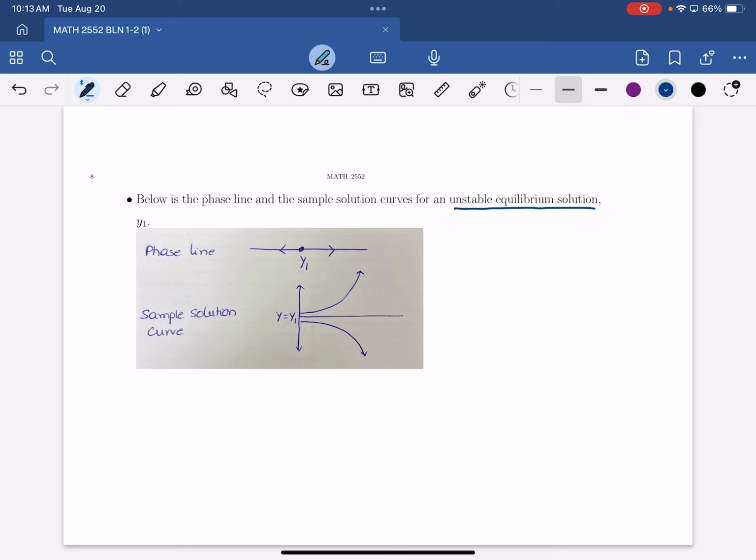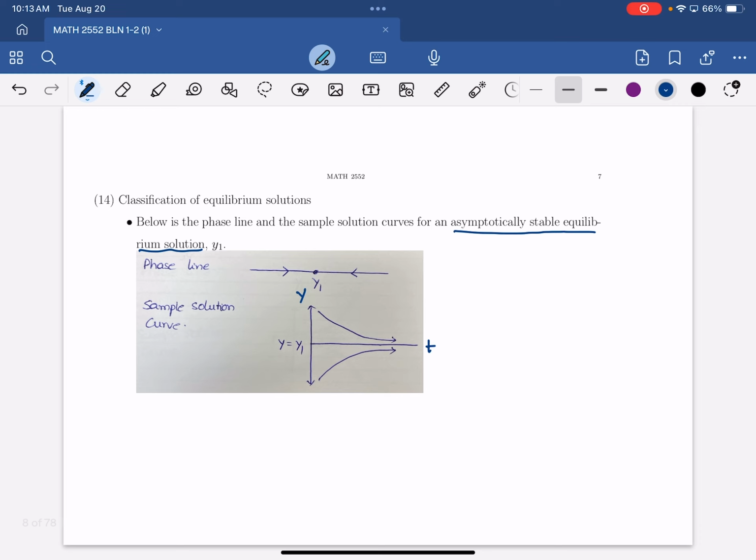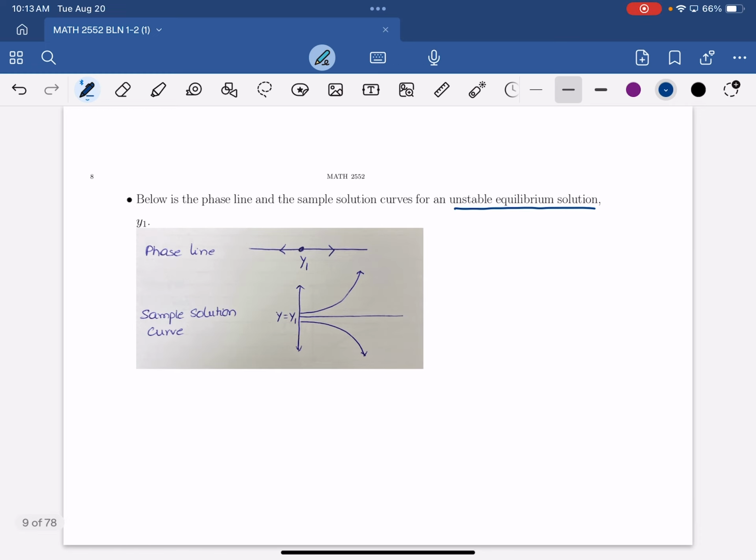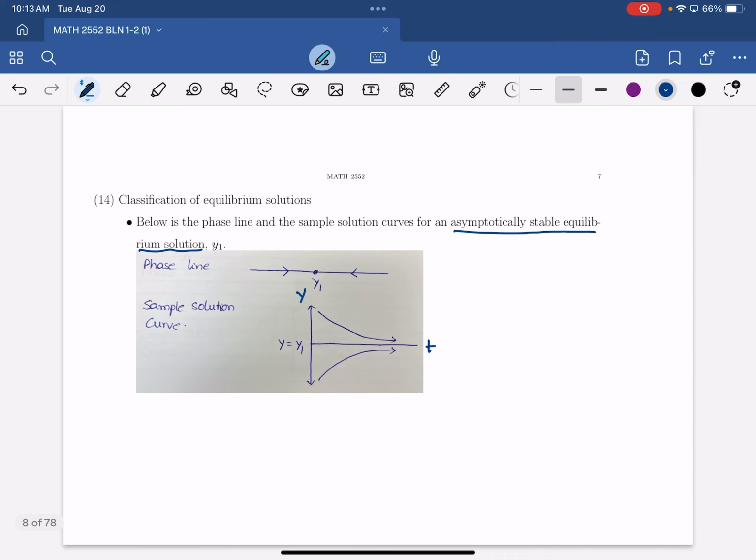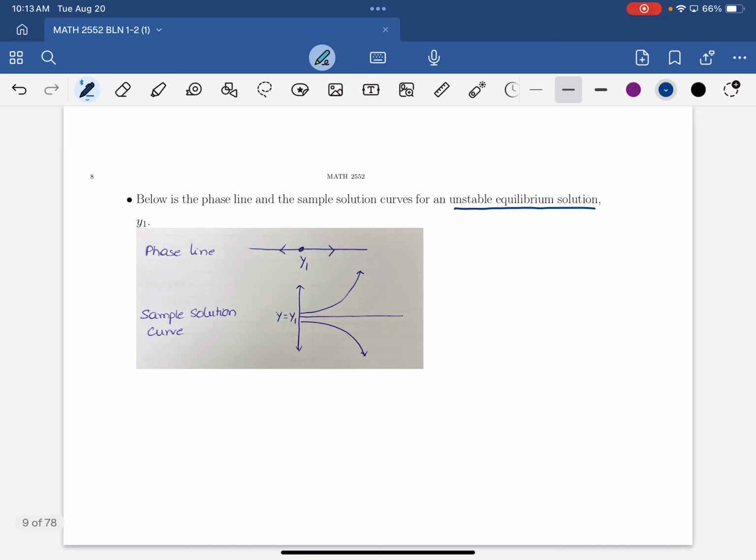Is the first one also called unstable? Asymptotically stable. The first one is asymptotically stable. The second one is unstable. Okay? Now, how do you demonstrate it? On the phase line, when it is converging to y1, I indicate the arrows like this, showing that my solutions are converging to y1. The second scenario can be represented on the phase line like this. That means all the solutions are moving away from y1. Okay?